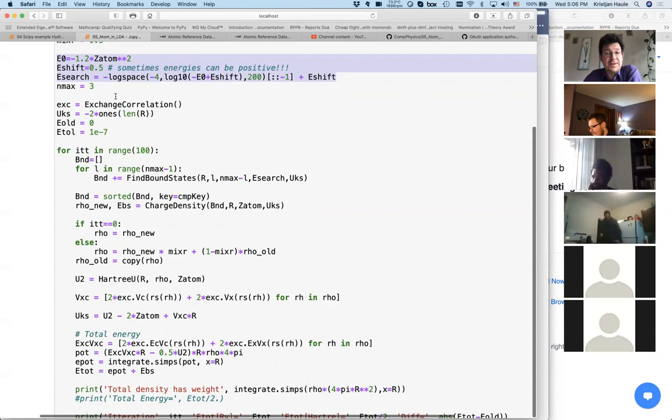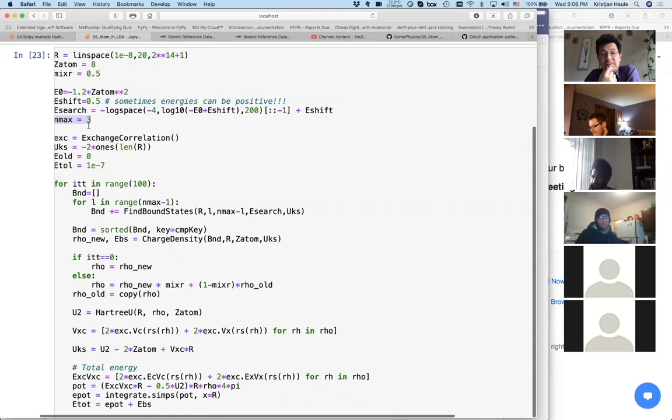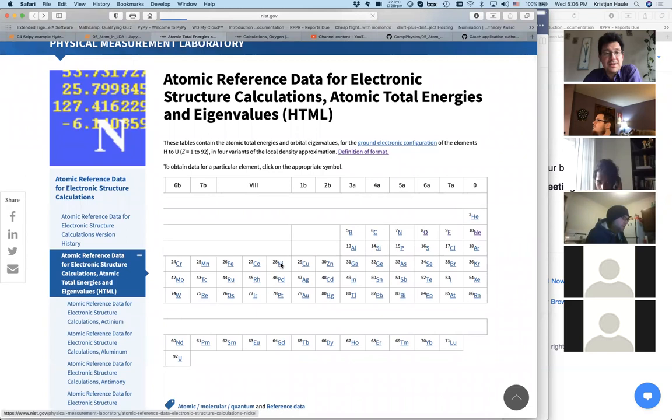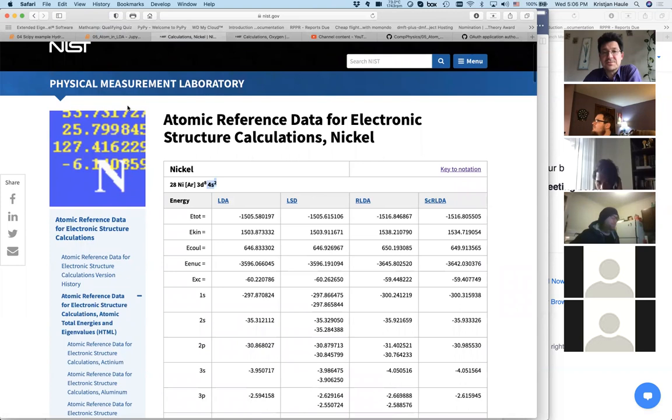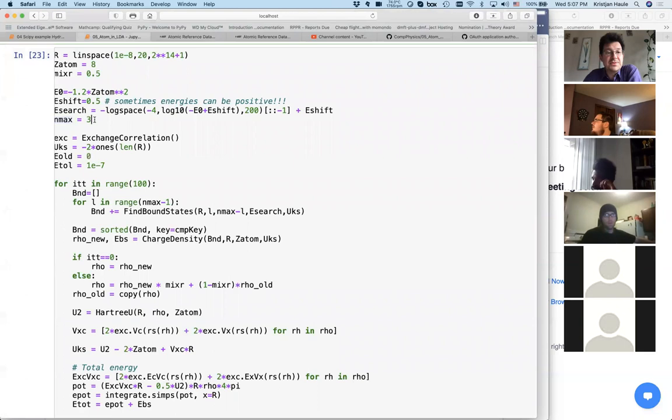Then here, this nmax is the parameter of how many bound states we need for the S state. So basically, 3 means 1S, 2S, and 3S states. This is definitely enough for oxygen, and it's enough for even heavier atoms. If we go to the periodic table, we clearly see this is enough for hydrogen, probably enough for nickel, it's probably not enough, because in this case we need 4S as well. But it's definitely enough for those that have 2S or 3S. So when you go to heavier atoms, you need to increase this nmax.